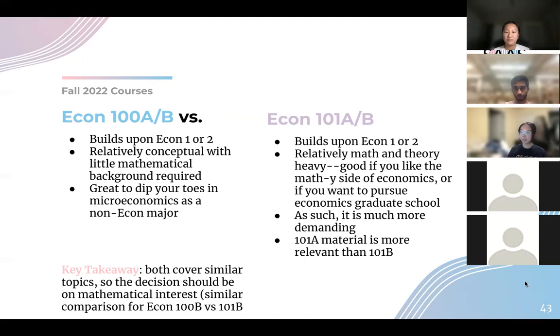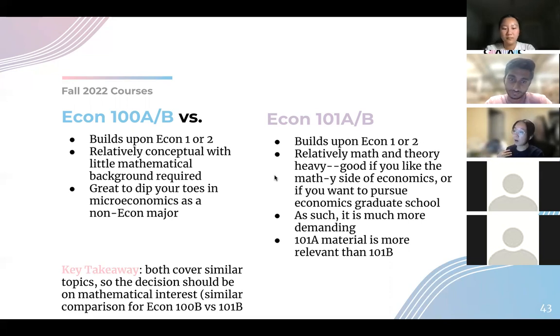All right, so econ 100A and B are the microeconomics and macroeconomics courses in the economics department. The difference between 100 and 101 is that 100 is a more general purpose micro macro class, while 101 is more specialized in mathematics. So basically 101 is more mathy. The 100 series builds directly upon 1 or 2. It's more conceptual. You don't really go into deriving any of the equations that you will use. Yeah, and it's great to dip your toes in for microeconomics as a non-econ major.